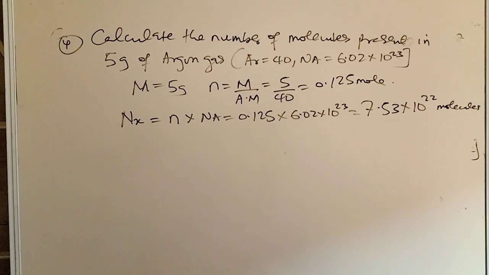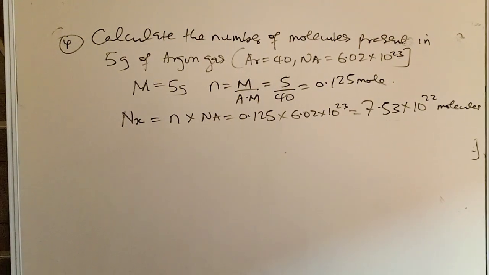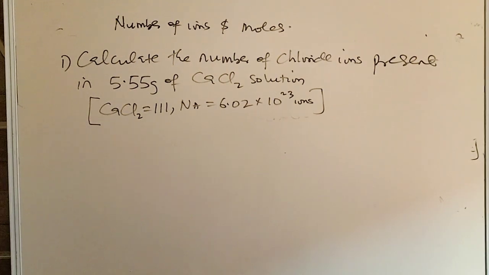So we'll now go to calculations that will involve number of ions, which is a little bit complicated. So move over to calculation of number of ions. We have that question on the board that says calculate the number of chloride ions present in 5.55 gram of calcium chloride solution.